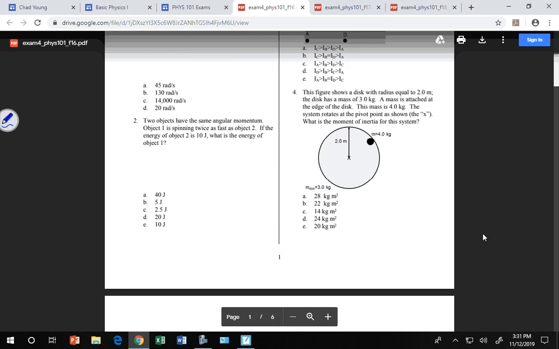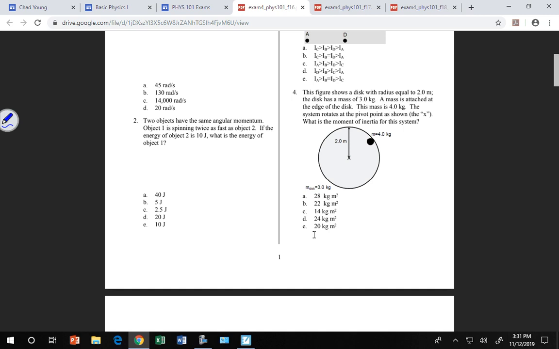Oh, like this one. This one is actually a combination of the two. Because here I have a shape, which is a disk, and I know for a disk, I is 1/2 mr squared. But then I also have an object, a discrete particle, and I know for that particle that I is equal to mr squared. So in this case, I have a combination, and to find the total moment of inertia, I would add them up.